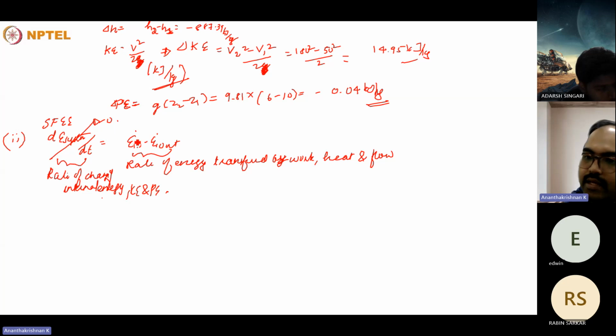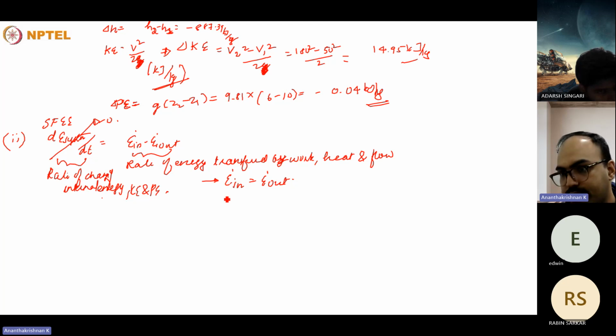Therefore, only the input energy, input power, and the output heat transfer rate come into the picture. So we can write it as E dot in equal to E dot out. And this energy balance will give us how much. This is an adiabatic process. There is no heat transfer in this process. This will give how much work is transferred from the turbine in terms of kilojoule per kilogram.